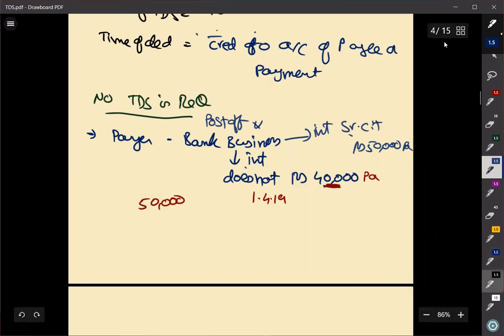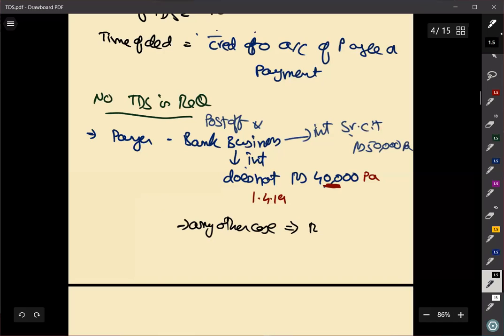So, if the payer is a bank or a post office, the limit is 40,000 or 50,000. In any other case, in case of any other scenario, if the interest does not exceed rupees 5,000 per annum, no TDS is required to be deducted. So that is one important thing we need to understand.